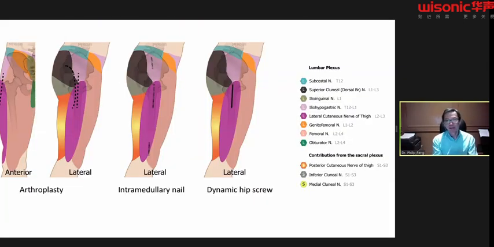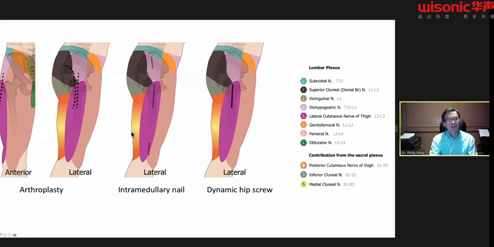This is a very good summary that my friend from Colombia helped me draw. Each individual color represents a nerve here. So the lateral femoral cutaneous represents most of the incision involved. But if you think about the type of surgery here, the dynamic hip screw is probably the one that just goes along the hip incision from the lateral femoral cutaneous. The intramedullary nail actually involves this area here, which is the iliohypogastric, and sometimes higher to the subcostal nerve.